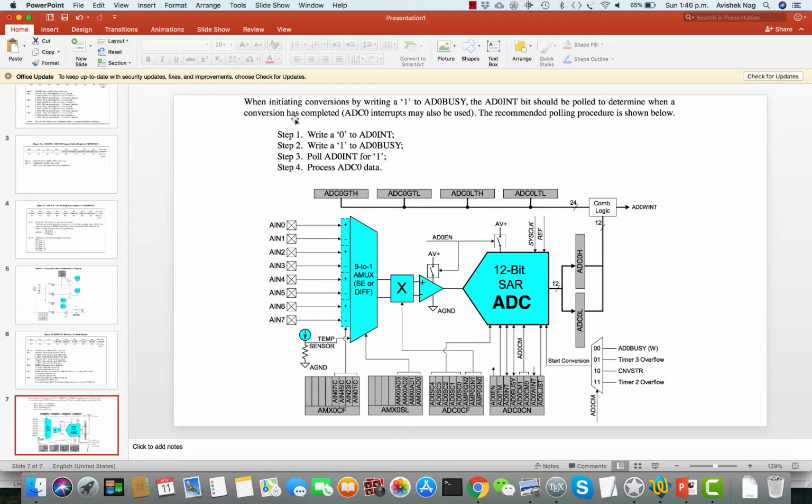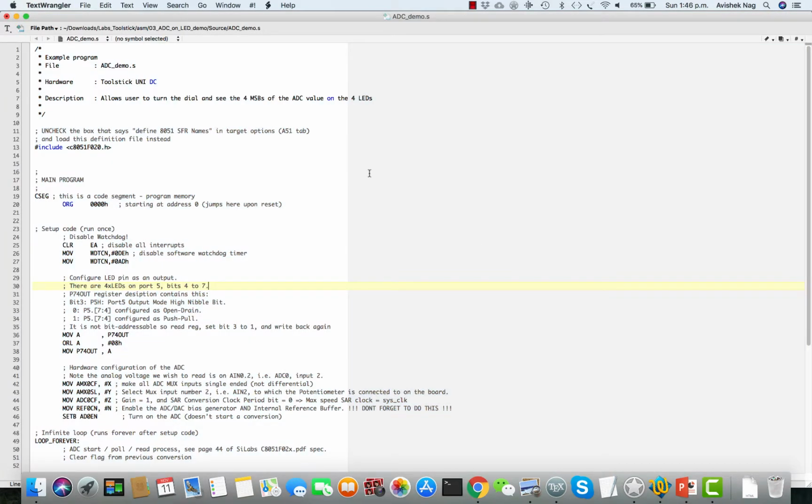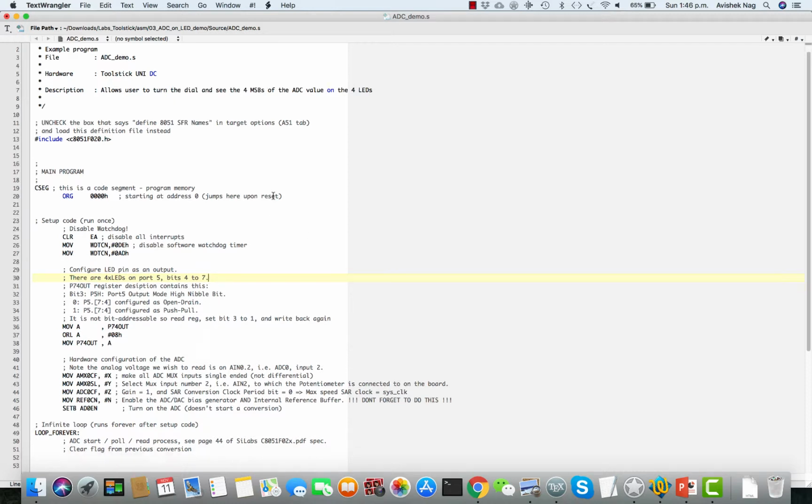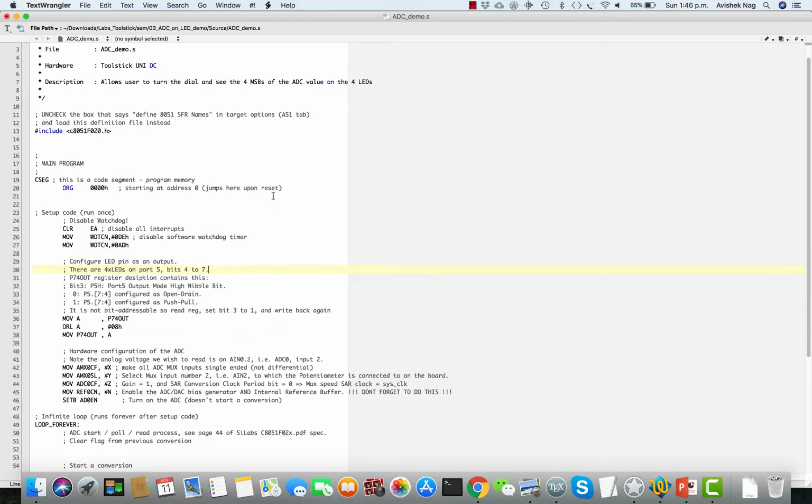So that's the whole process. These steps actually give you an idea of how to write the code to see whether your data is ready. So talking about the code, I have a file set up for you. Here you have to complete this code by doing some things.